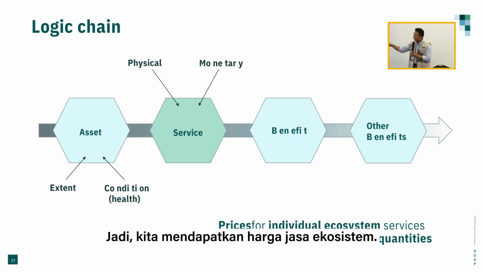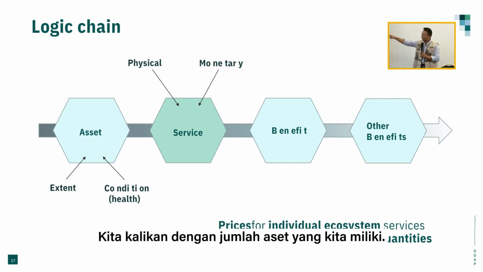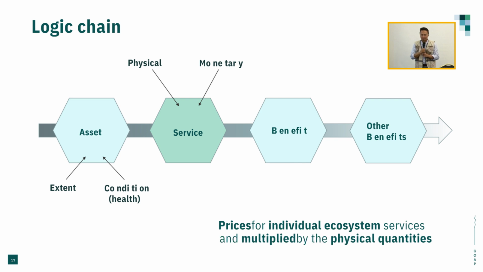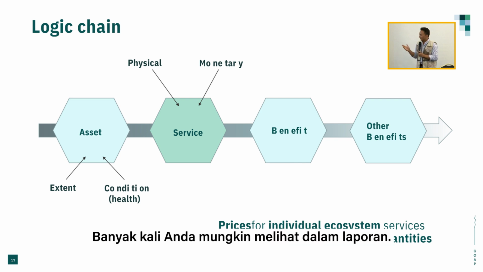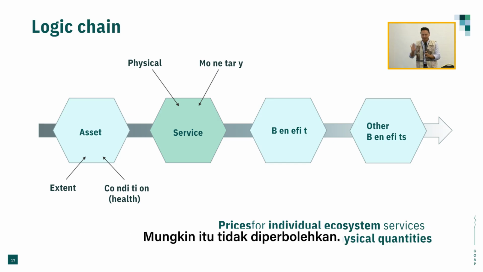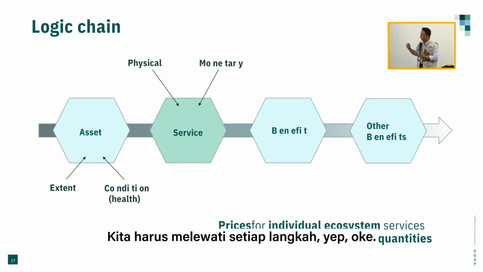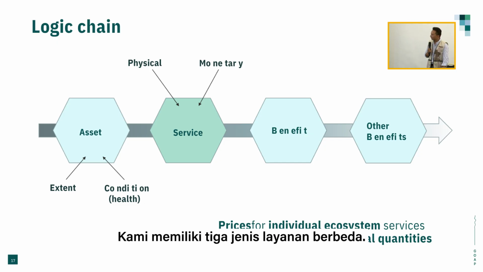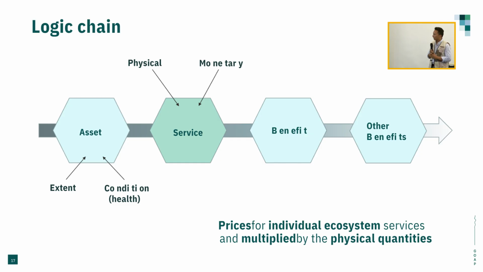So we get the price of the ecosystem service and we multiply it by the amount of asset we have. So many times you might see in a report one mangrove tree in Indonesia, like $10 maybe. That's not allowed. We have to go through every step. Okay, so we have 3 different types of services. So next.